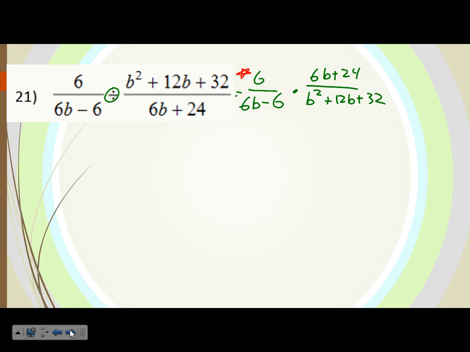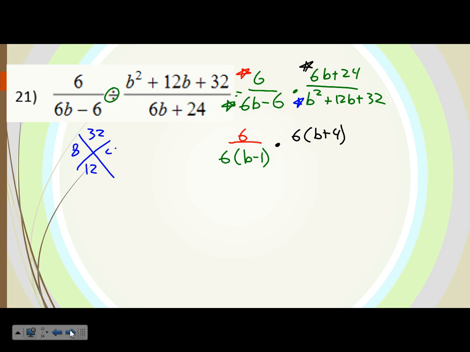So this one obviously can't be factored. It's just 6. This one I can take out a 6, so I'm left with b minus 1. This one I can take out a 6, so that's b plus 4. And this one I'm going to have to factor, but the good news is we can do the shortcut this time. So factors of 32 that add up to be 12, 8 and 4.